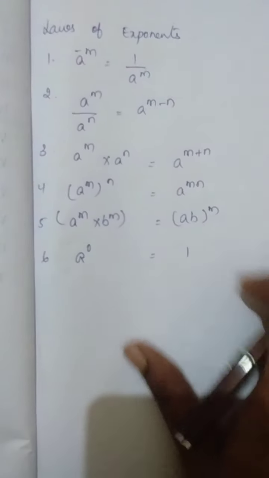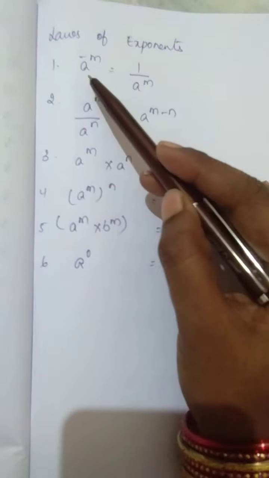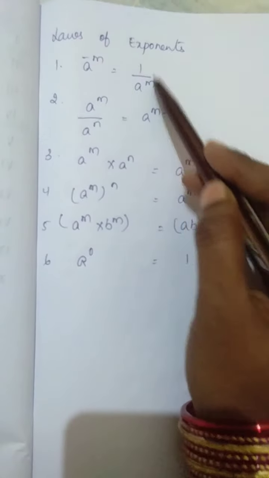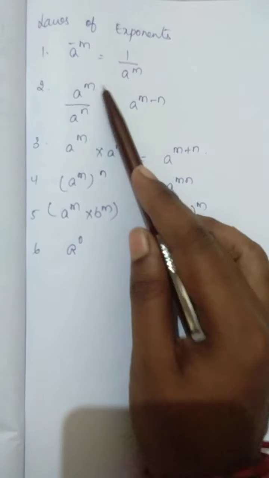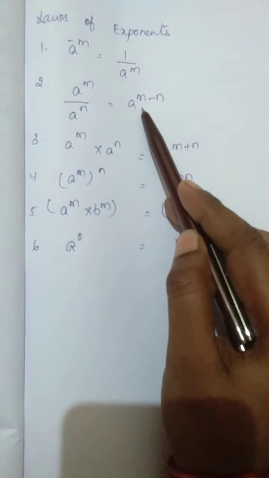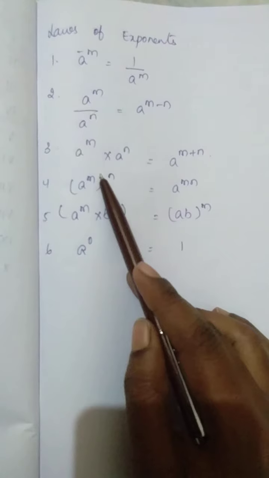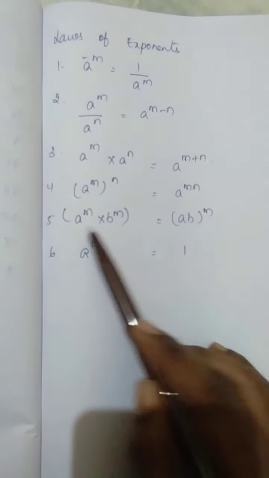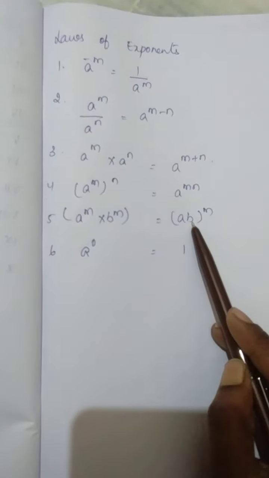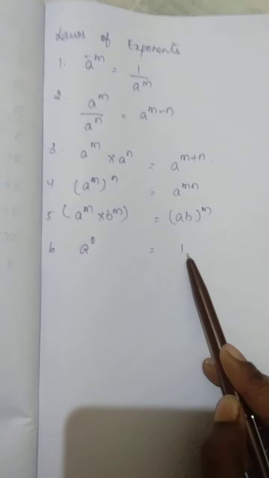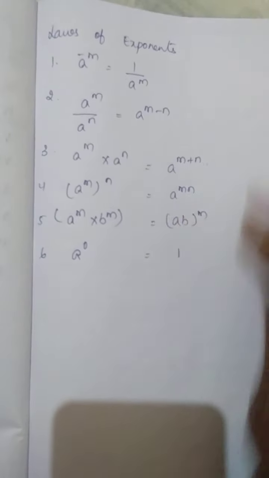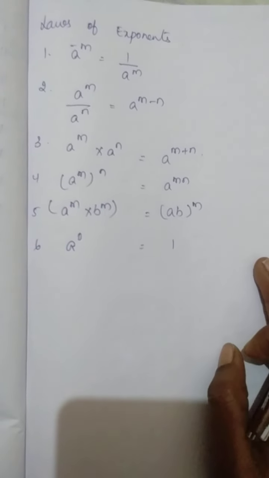And already we have the laws of exponents, that is, some of the formulas. See here: a power minus m equals 1 by a power m; a power m by a power n equals a power m minus n; a power m into a power n equals a power m plus n; a power m whole power n equals a power mn; a power m into b power m equals ab whole power m; and a power 0 equals 1. Based on these laws of exponents we will do the exercise problems.